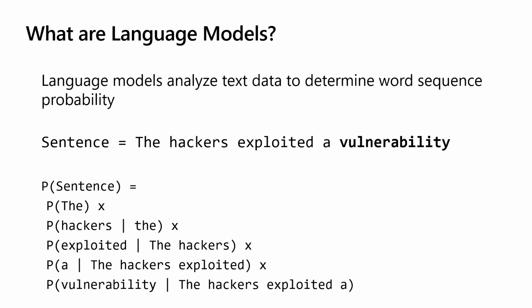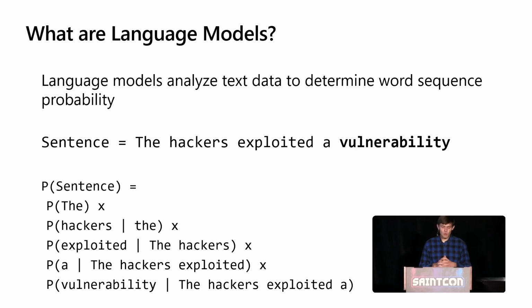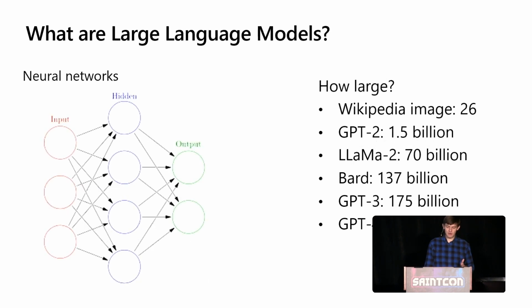This is a really simple example here. It's a language model called an N-gram model. We have the sentence, "the hackers exploited", and how likely is it that "vulnerability" is going to be the next word? What an N-gram model does is ask, how likely is it that "the" is the first word? Given "the" as the first word, how likely is it that "hackers" is the second word, and so on and so forth. Using these statistics, you can calculate a probability for how likely it is that "vulnerability" is the last word in this sentence. Those were the early language models.